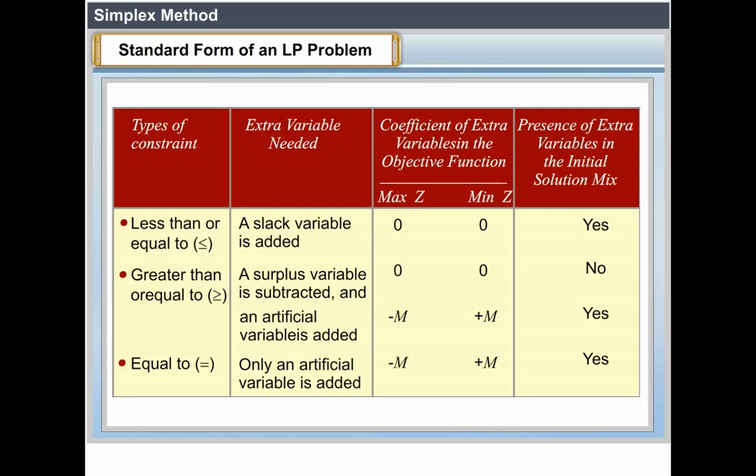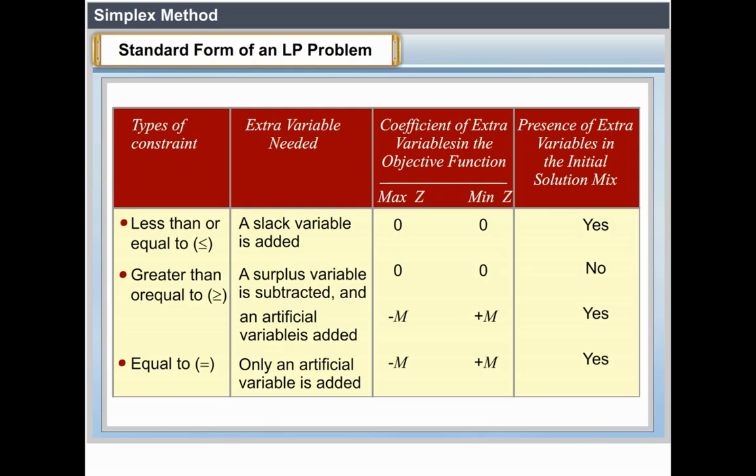We have to write in the types of constraint column. In the extra variable needed, a slack variable is added. And then in the coefficient of extra variables in the objective function, we have to write 0 in maximize z and also 0 in minimize z. Then S in the presence of extra variables.